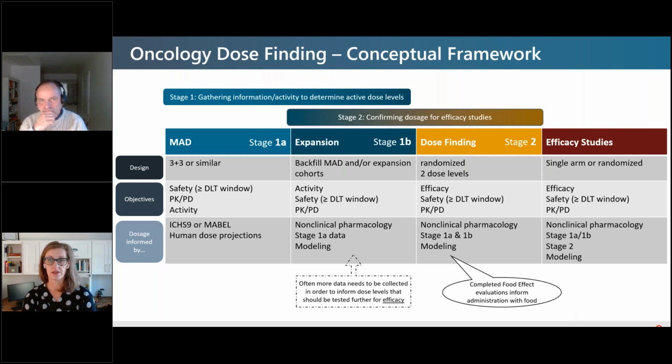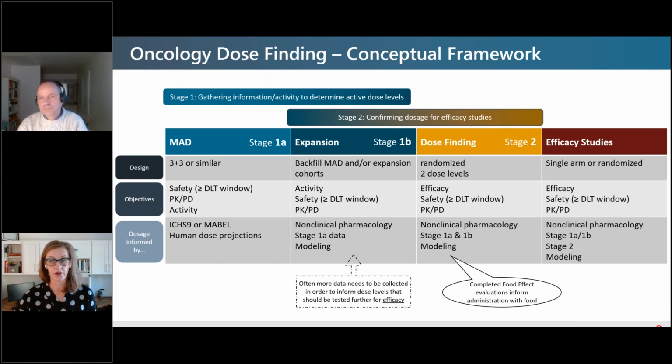As I walk through this slide, it's important to know that stage 1A to 2 can easily be accomplished in one study, or it can be split into two. And this would be a development decision and would depend on the sponsor and the asset. Even the efficacy component can be wrapped into a single study with the earlier stages, but for purposes of illustration, I've delineated it as separate.